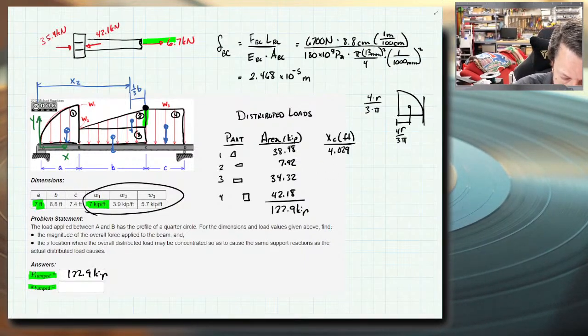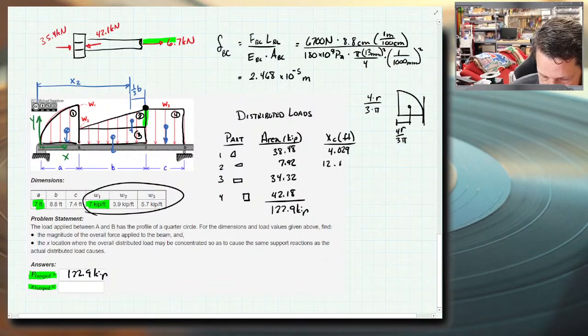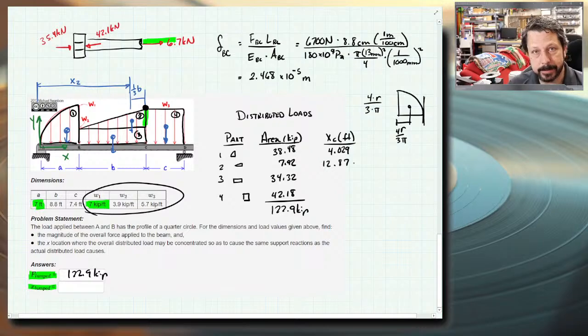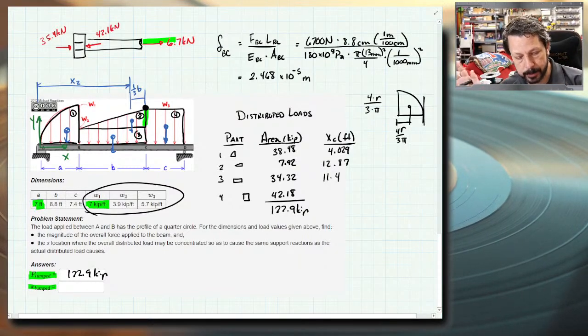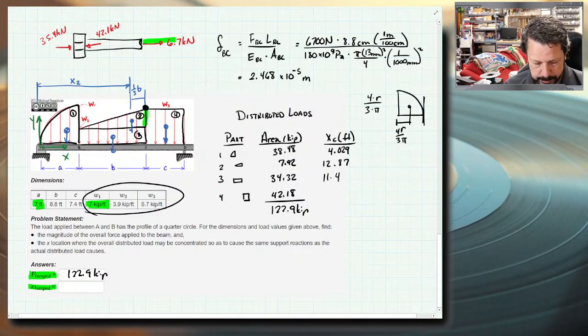I don't know how picky it's going to be. Well, we're just looking. We'll get close enough. The rectangle underneath it is A plus 1/2 of B, because the centroid of the rectangle is just in the center of the rectangle. So 7 plus 4.4, 11.4. And then the last one, the centroid of the W3 rectangle, is A plus B plus 1/2 of C. So 7 plus 8.8 plus 7.4 divided by 2. 19.5.